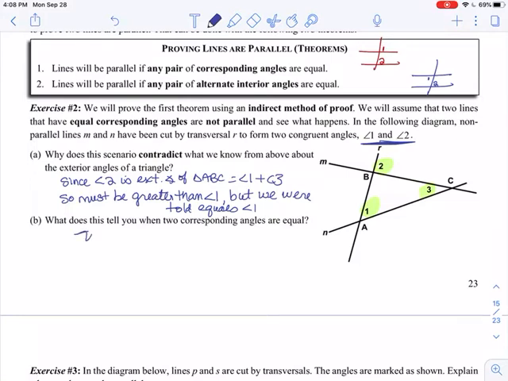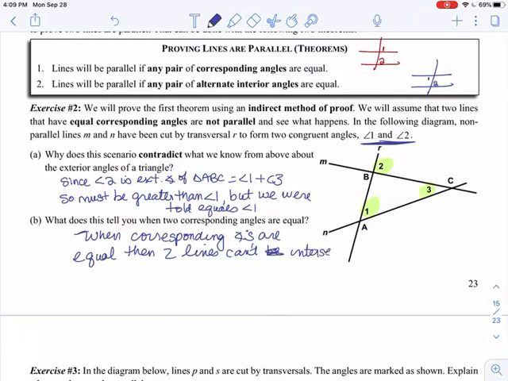So what does this tell you when two corresponding angles are equal? When two corresponding angles are equal, the two lines crossed can never intersect and must be parallel. So when two corresponding angles are equal, then the two lines can't intersect and must be parallel.